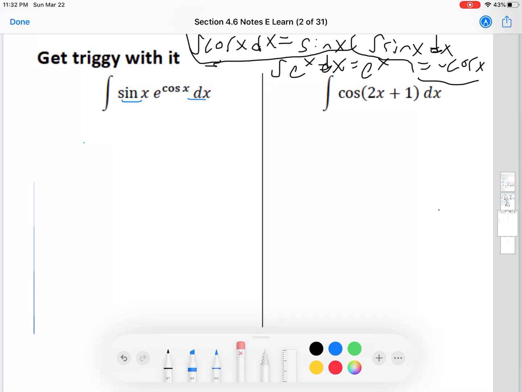So on this first example, what I would choose as my u would lie in the exponent. I'm just going to highlight what I'm going to choose as my u. So my u would be cosine of x. And my du, the derivative of that, well, remember the derivative of cosine would be negative sine of x.